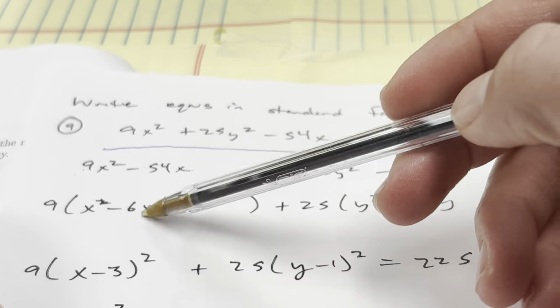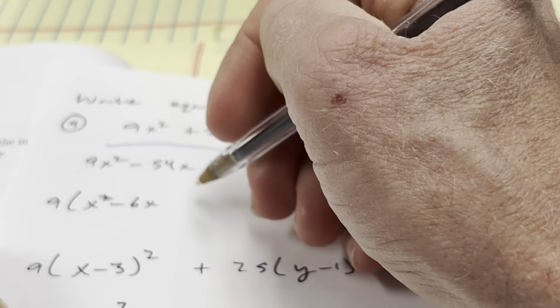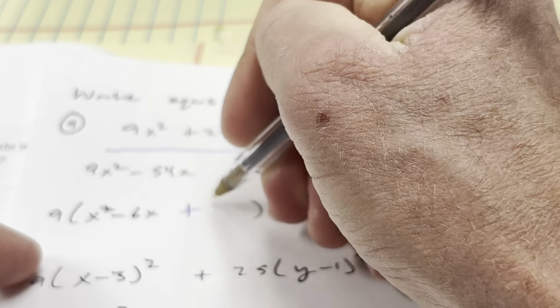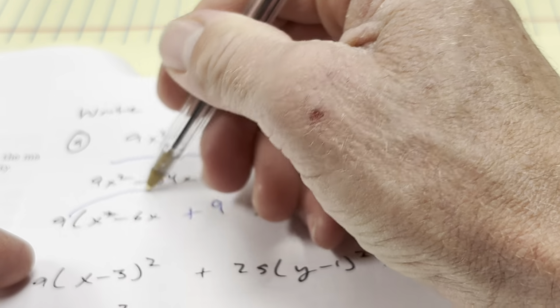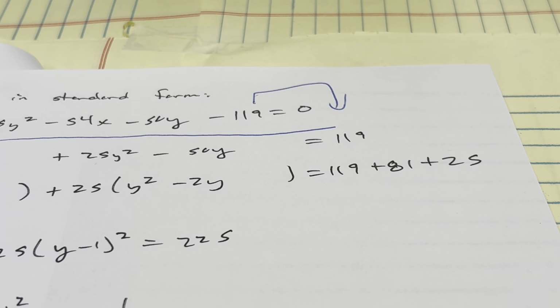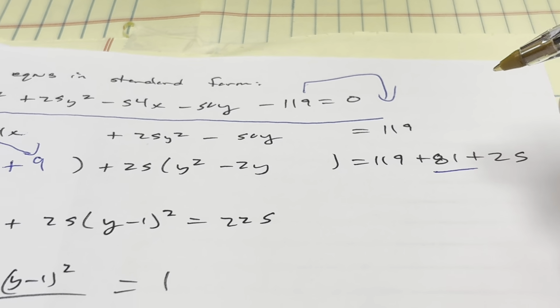What is half of negative 6? Half of negative 6 is negative 3. Negative 3 squared is 9. It's always a positive. I'm not just adding 9 to the left. I'm adding 9 times 9, which is 81. 119 plus 81. All right.